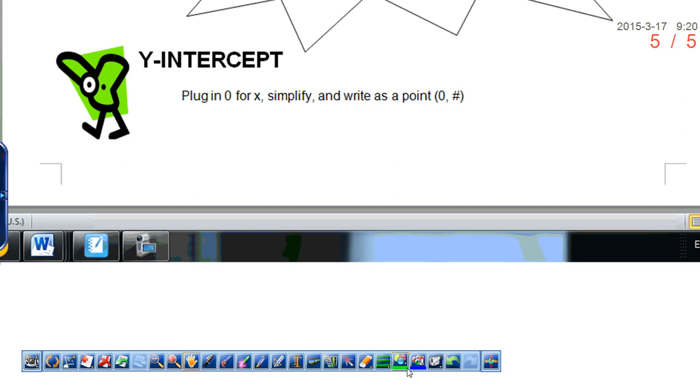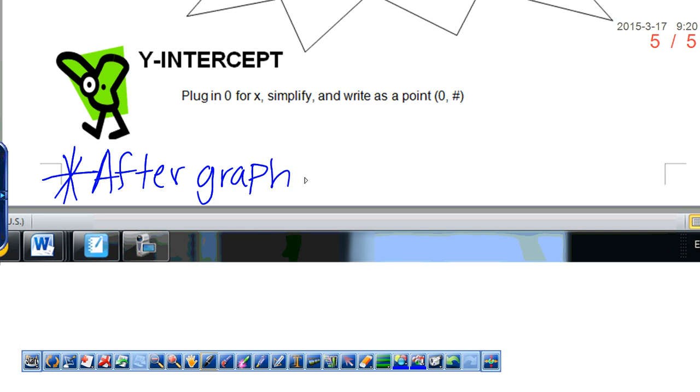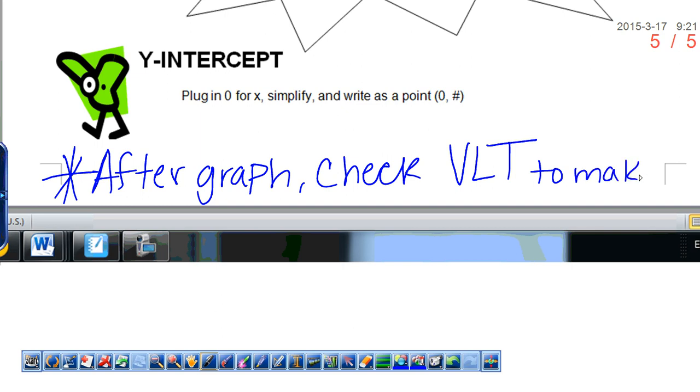Okay? I want you to write yourself one big note at the bottom of your Frady sheet. I want you to always, every single time, after you graph, check that you have graphed a function. So check your vertical line test to make sure you graphed a function. Every single thing we graph in this unit is a function. So it must always, always, always pass the vertical line test. You can't have 2 pieces on top of each other.